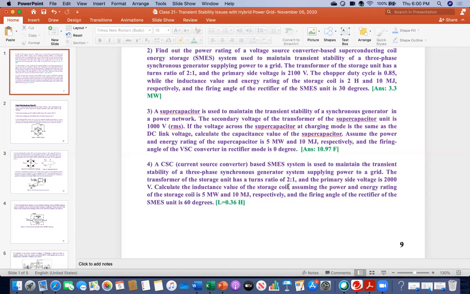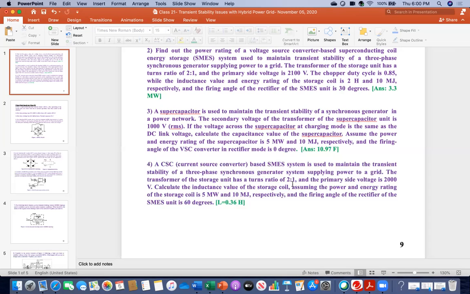So this is the turn ratio, 2:1. 2 is on the grid side and then 1 on the coil side. So the primary voltage is given, which is 2000. Then what should be the secondary voltage? So V1 over V2 is N1 over N2, right? That is the relationship. Oh, yeah, I got it.